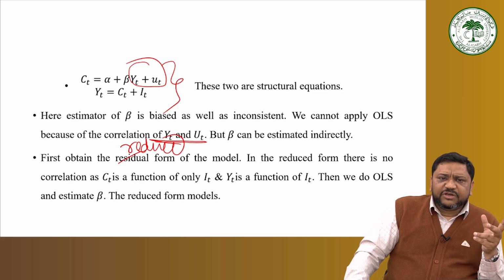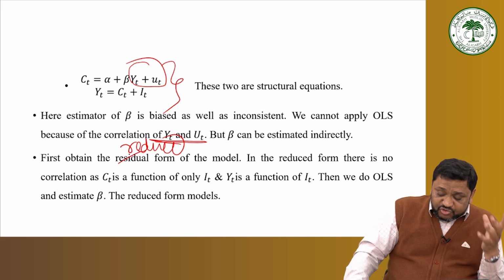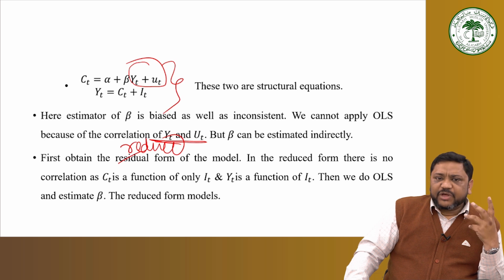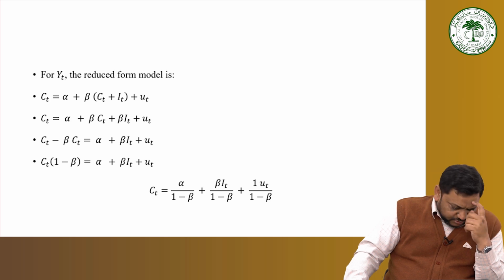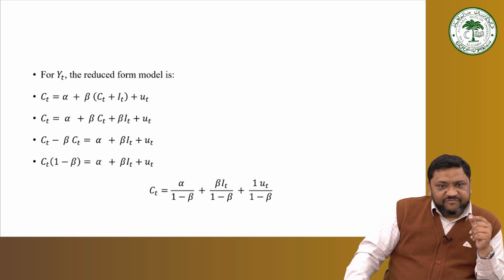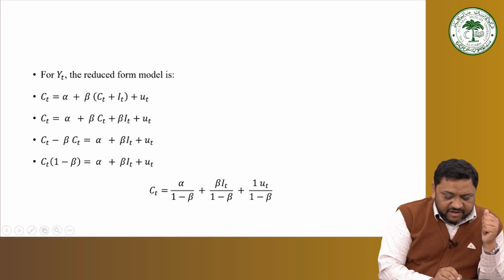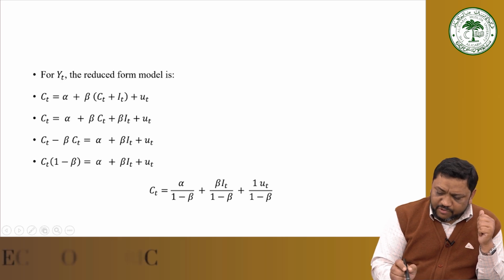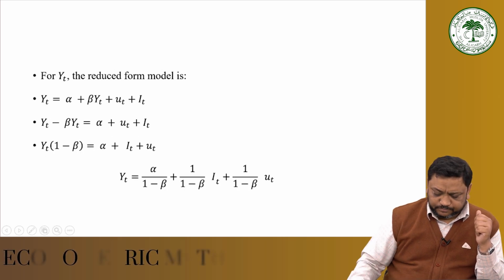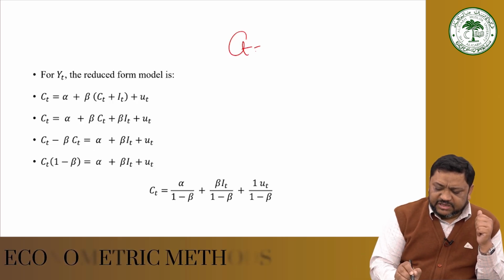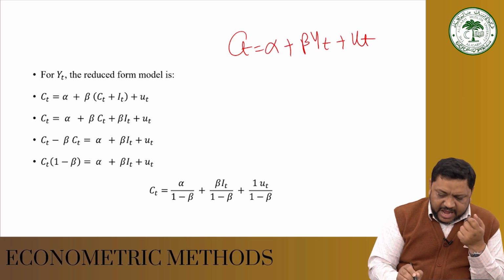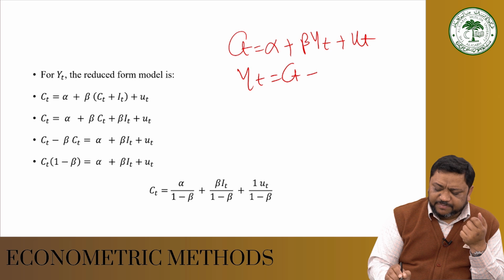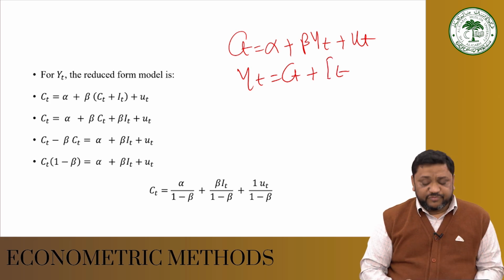So the reduced form models don't have a problem, but if we simply apply OLS to the system of equations in the form of a structural model, then our estimations will have issues, and we will see what the estimation issues are. Now first let us derive the reduced form models. We have our same old equation, Ct is equal to alpha plus beta yt plus ut, and yt is equal to Ct plus it. This is what we have.